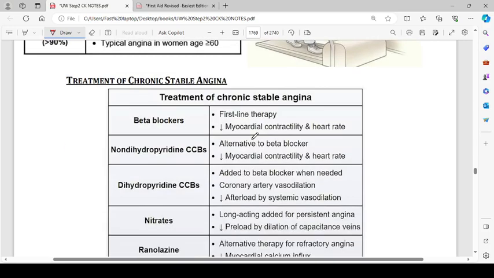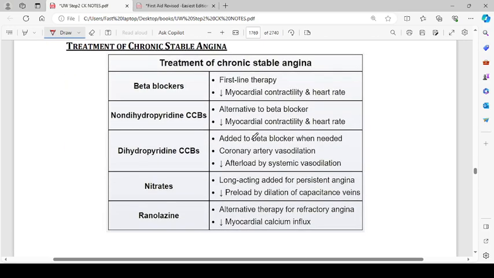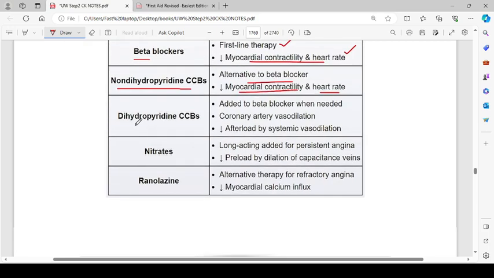Treatment of chronic stable angina. These are the drugs which we administer. The first one is beta blockers. That is the first line therapy. It decreases the myocardial contractility and heart rate. Non-dihydropyridine calcium channel blockers are an alternative to the beta blockers, they decrease the myocardial contractility and heart rate.